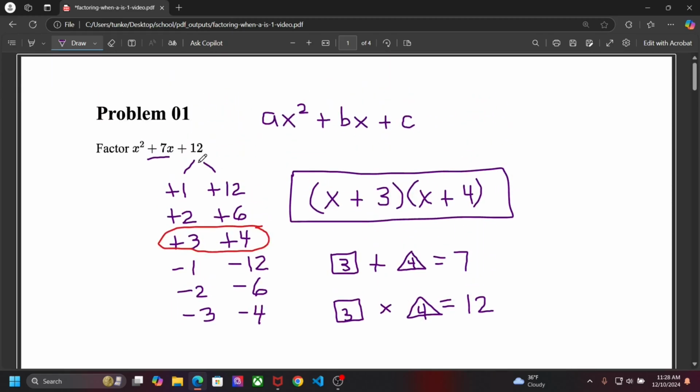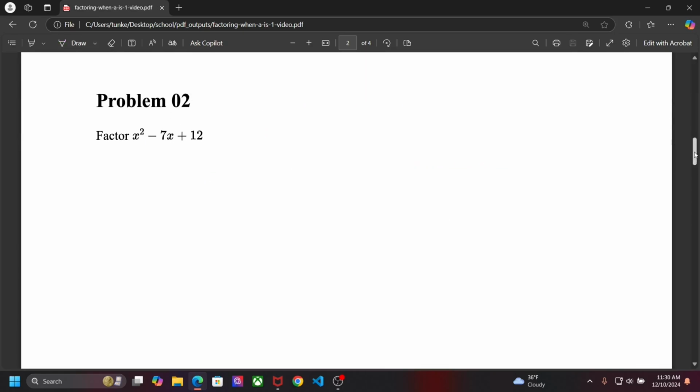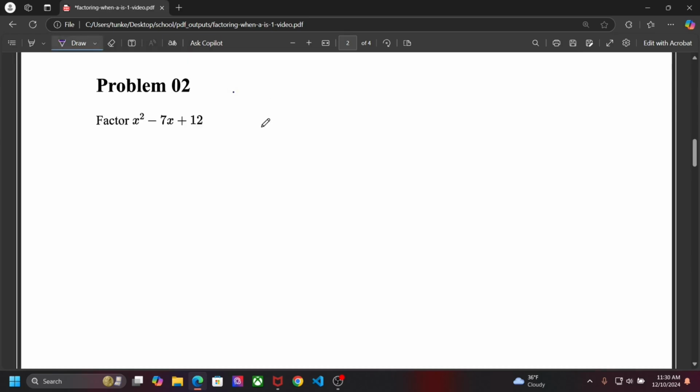Let's take note that in the previous example, both b and c were positive. Okay, we're down to our second example, and we have x squared minus 7x plus 12. The difference here is that the term in front of x, b, is negative. C is still positive. So b is negative, c is positive. If we list out the factors in that instance, the factors have to multiply to a positive number but add to a negative number, and that means they're going to be both negative.